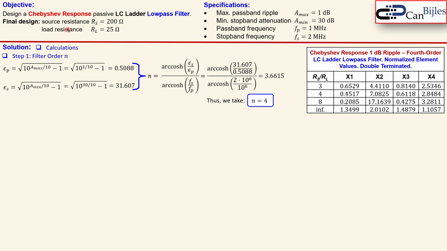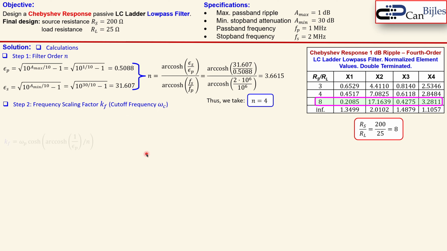If you look at our specification, we see that the RS over RL, so 200 ohms over 25 ohms, will be 8. So we need to look at this row, which has these normalized values. So that means the following. We first start with the frequency scaling factor, KF, which is also the cutoff frequency. And then we will use these values in the actual scaled component values.